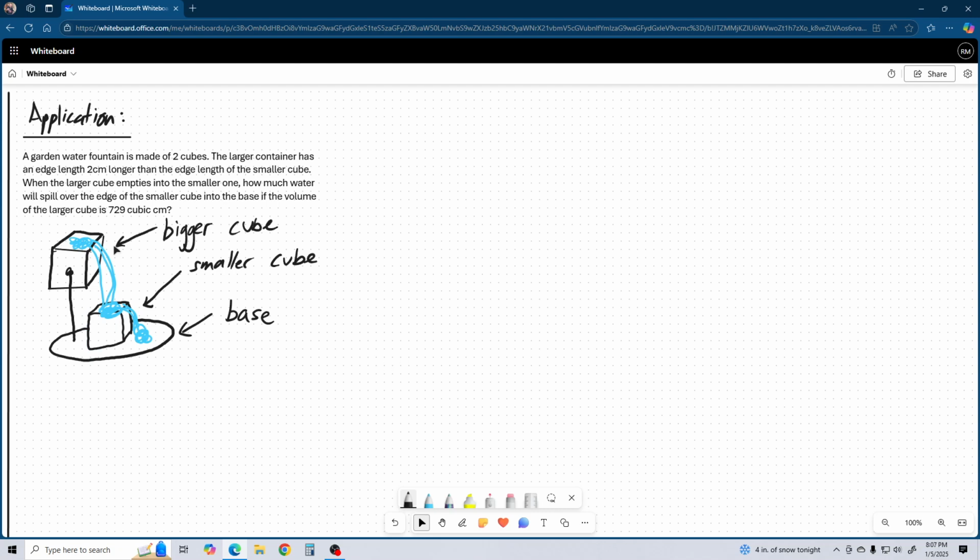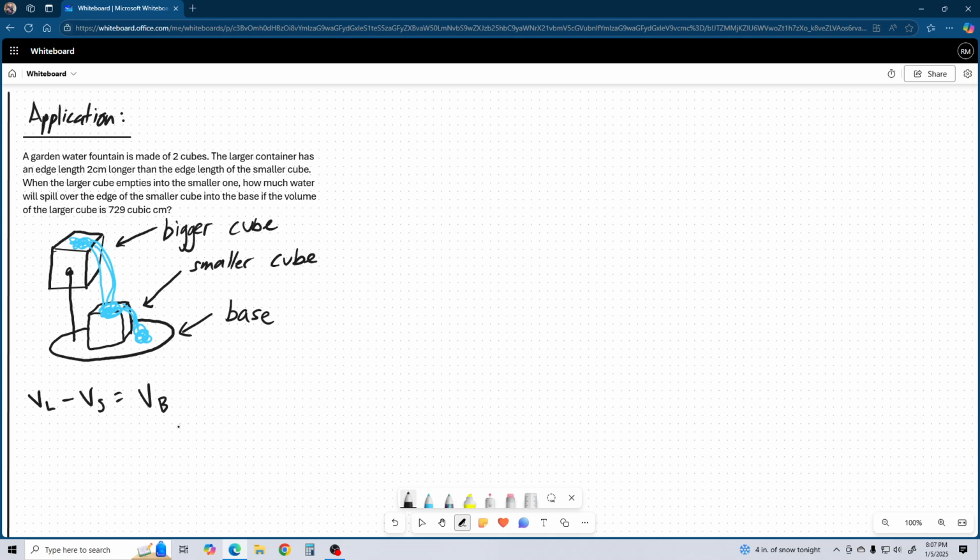So if you think about this, if our big cube is full and then it empties into this smaller cube, and then whatever's left over is going into the base, you're just going to subtract, right? In other words, it's going to be bigger cube minus smaller cube is going to be whatever's left over in the base. So let's write that down: the volume of the large cube minus the volume of the small cube is going to equal the volume of the base. Makes sense, right?